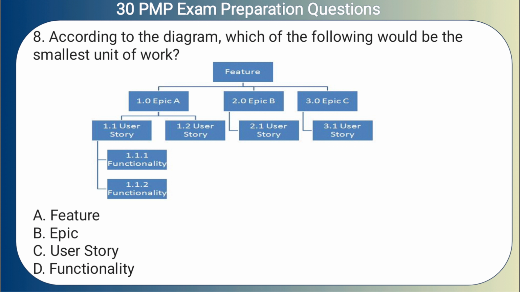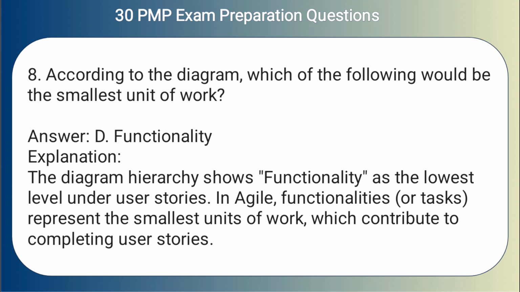8. According to the diagram, which of the following would be the smallest unit of work? A. Feature. B. Epic. C. User story. D. Functionality. Answer: D. Functionality. Explanation: the diagram hierarchy shows functionality as the lowest level under user stories. In Agile, functionalities, or tasks, represent the smallest units of work, which contribute to completing user stories.